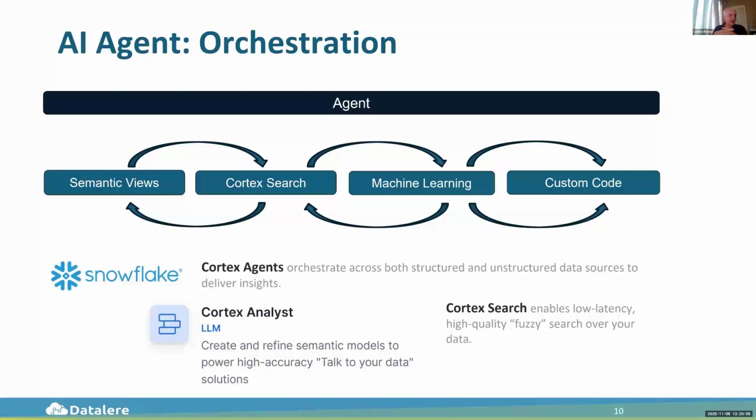In Snowflake, the Cortex agents orchestrate across both unstructured and structured data sources. The Cortex analyst is where I can create semantic models. And this is where I can essentially talk to my data. Cortex search enables fuzzy search over the data.